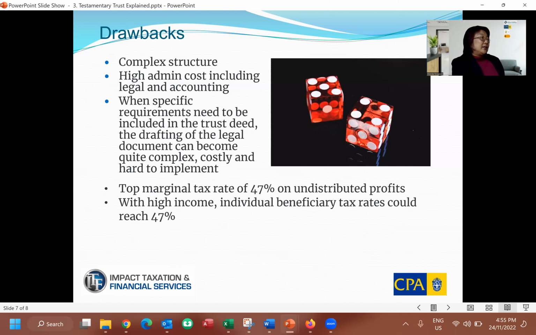Also, similar to a family trust, if any profit is left inside the trust, the tax rate is going to be the top marginal tax rate of 47%. And similar to a family trust, if an individual beneficiary's income is already quite high, the tax rate in the beneficiary's hands could reach 47% as well. So those are the drawbacks.